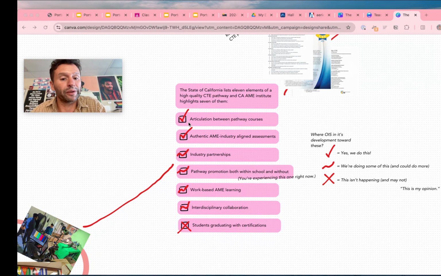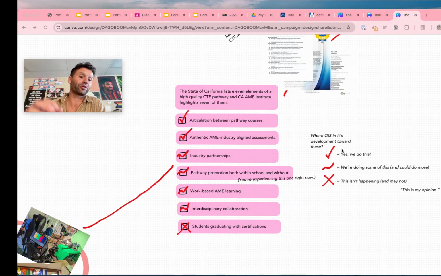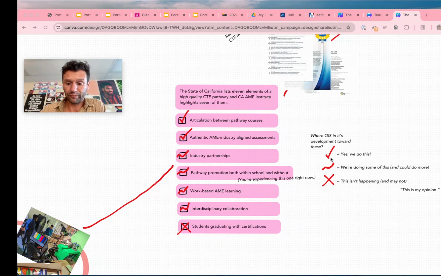And these are my opinion. I put check marks next to the things that we are doing already. This little wavy icon says we're doing some of this, but could be doing more. And the X says this is not really happening yet.